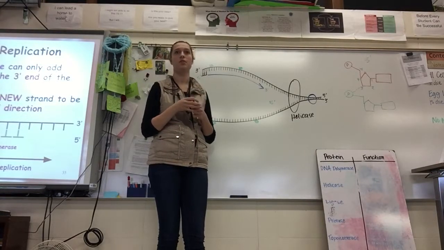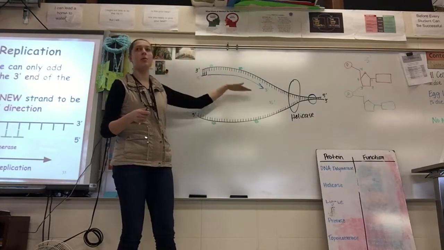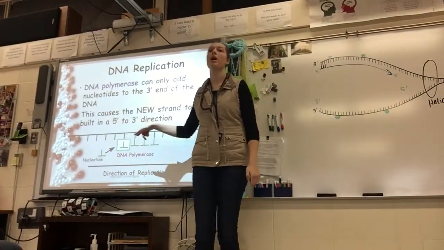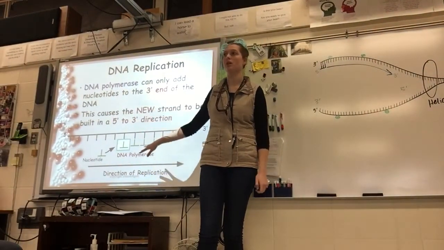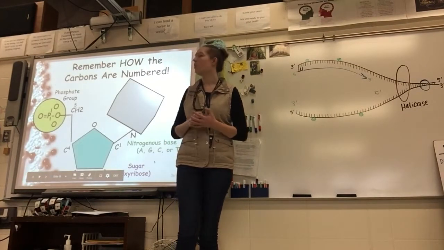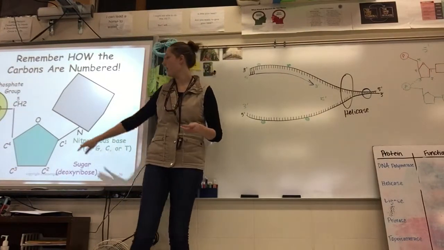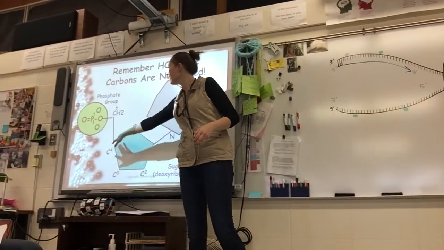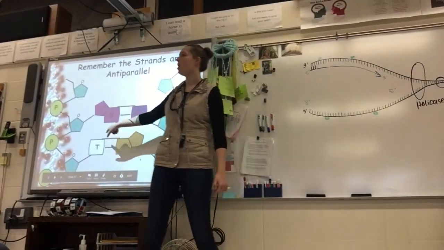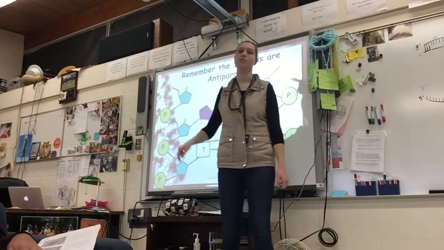Yes. Okay? So we're constantly building in this 5' to 3' direction. Make sure you put a star around that or a box. That's an important part. So here was what we were talking about with numbering our carbons. We have our carbon 1, 2, 3, 4, and 5. And we're always going to be adding our next nucleotide to the 3rd carbon.